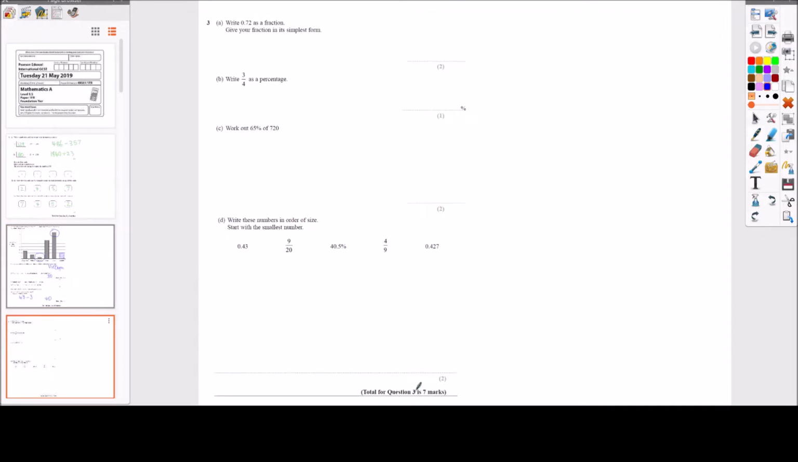Question 3. So part A. Write 0.72 as a fraction in its simplest form. So 0.72 is 72 out of 100. So simplify that down. If we halve that, we get 36 over 50. Halve that, we get 18 over 25. I don't think we can simplify that anymore.